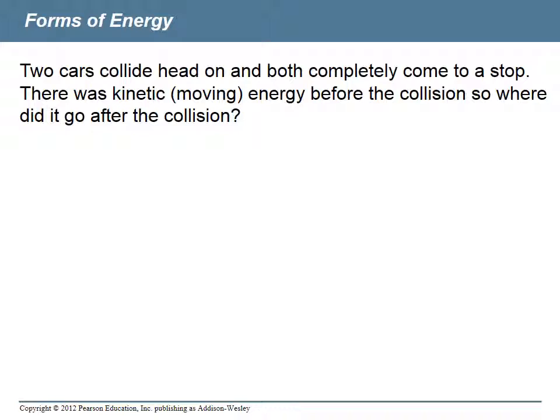So just to give you a little bit of an example of how energy can go from one form to another but still be conserved: if we have two cars that collide head on, and then both of them come to a stop, right? There was obviously some moving or kinetic energy before the collision took place. You could just observe that there was kinetic energy, but then they come to a stop, and so that energy must have gone somewhere. The energy had to have been conserved, so it must have changed form into something else.